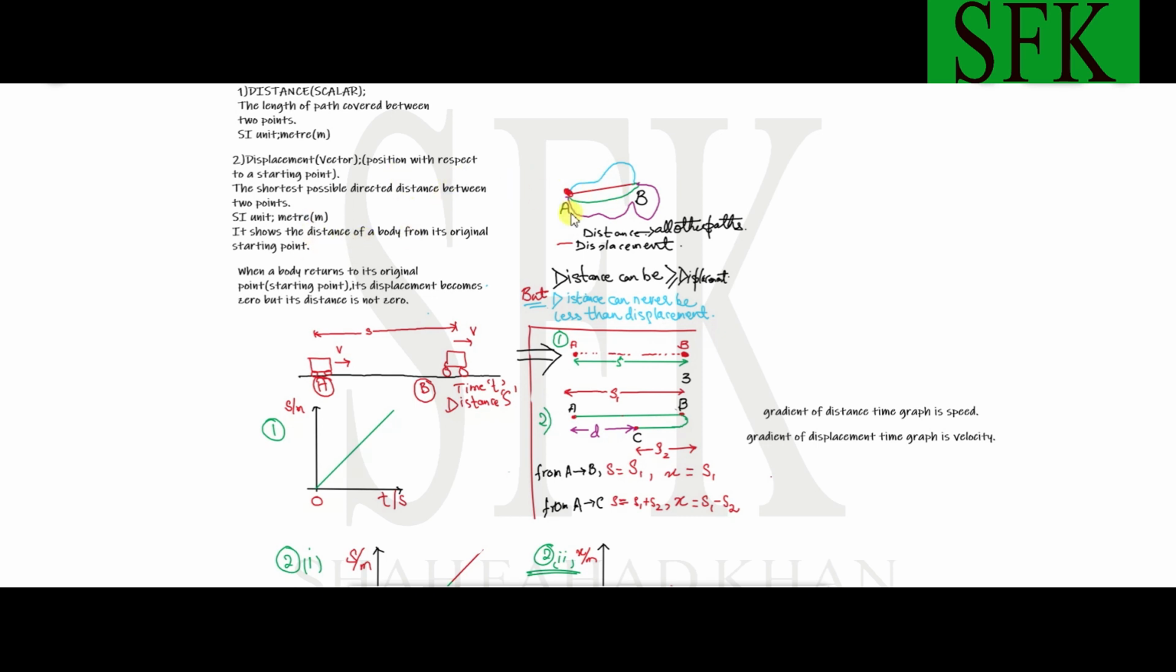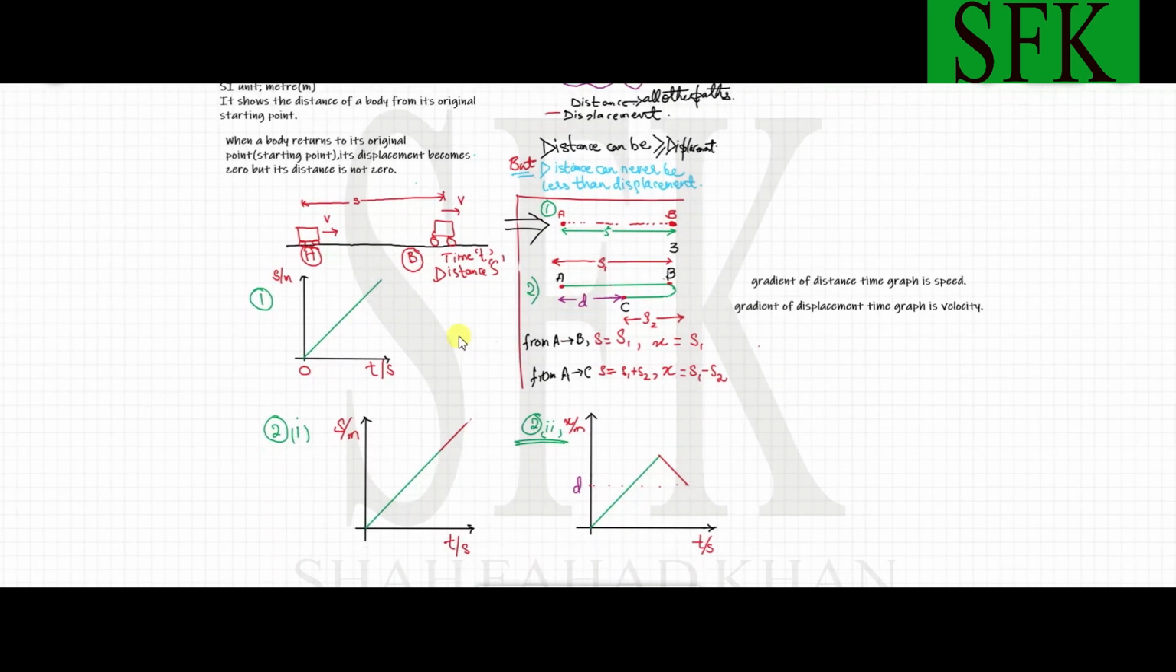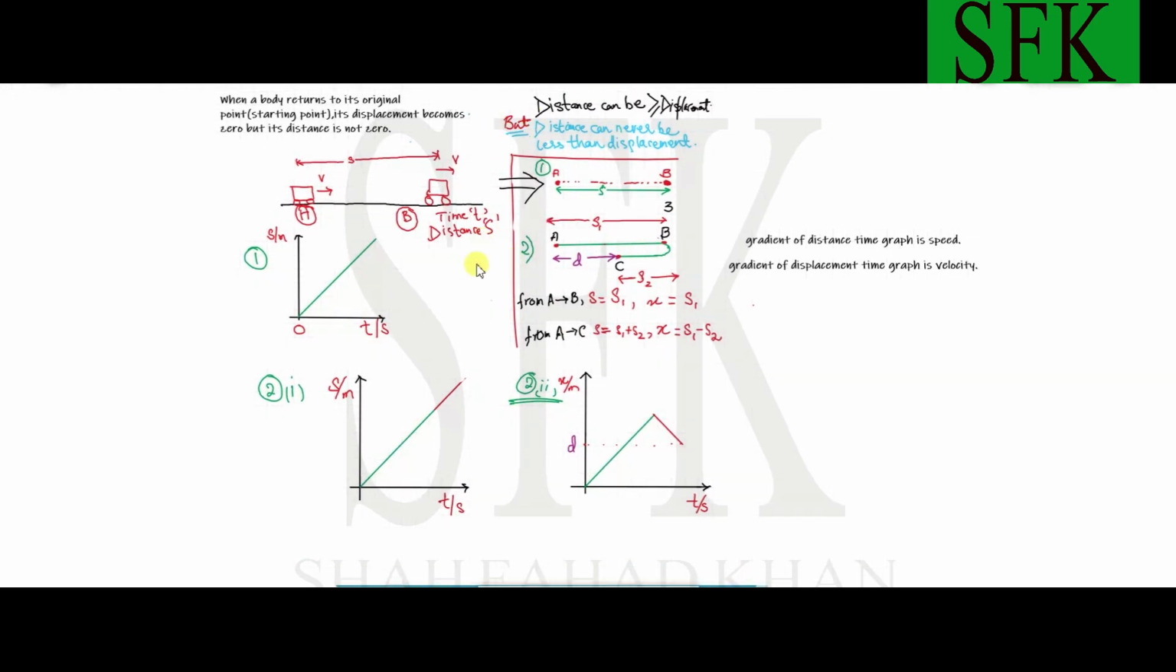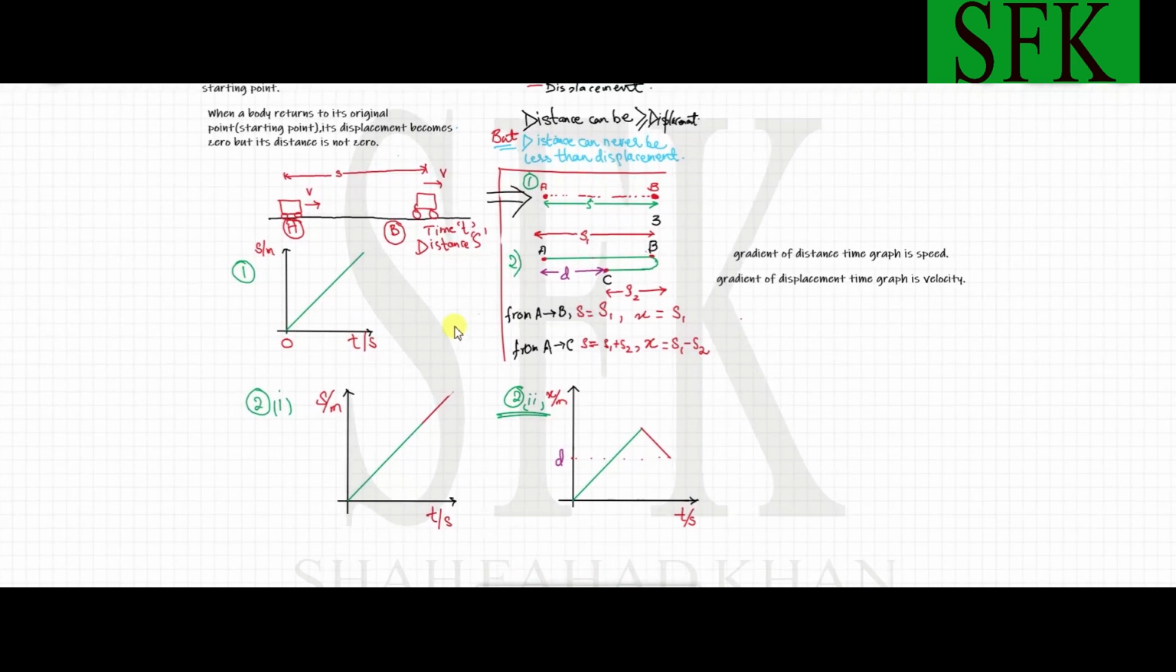Okay, so the shortest possible distance from the starting point is the displacement, whereas the length of any path that is covered between 2 points by the particle or by the body is the distance.